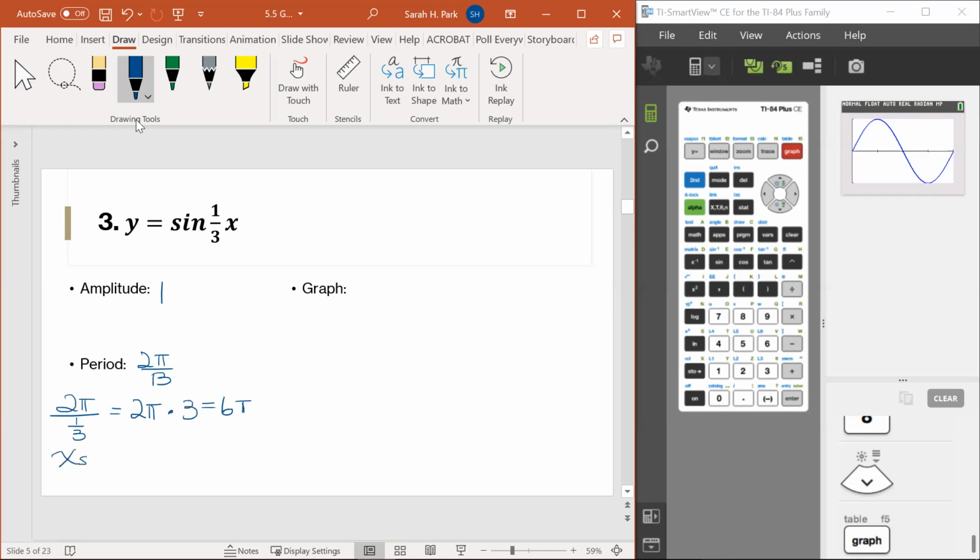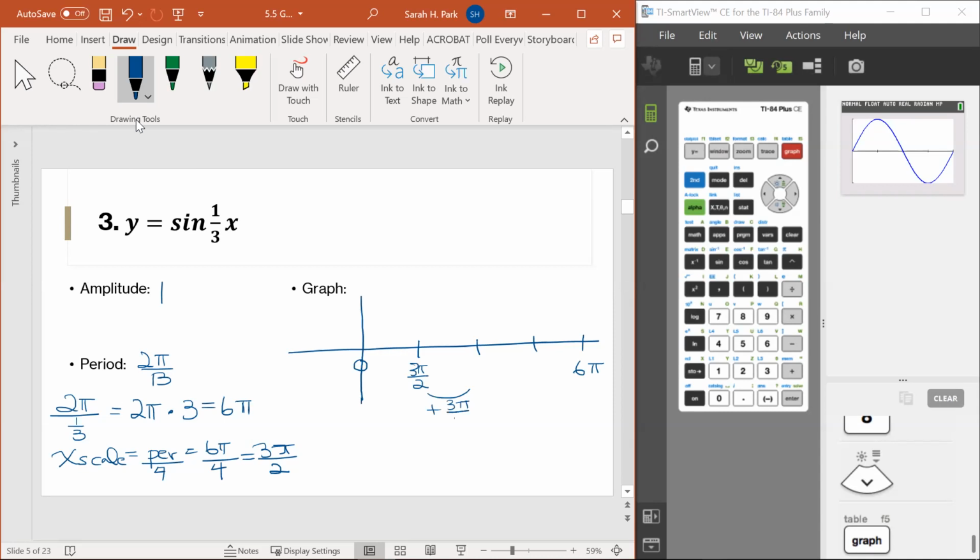The x scale is the period, which is 6 pi divided by 4, because again, there's 4 quadrants, and 6 pi over 4 is 3 pi over 2. So this time I know that we begin at 0 and my full period is 6 pi, and I know we're going to split this into 4 parts. So here we have 3 pi over 2, add another 3 pi over 2.